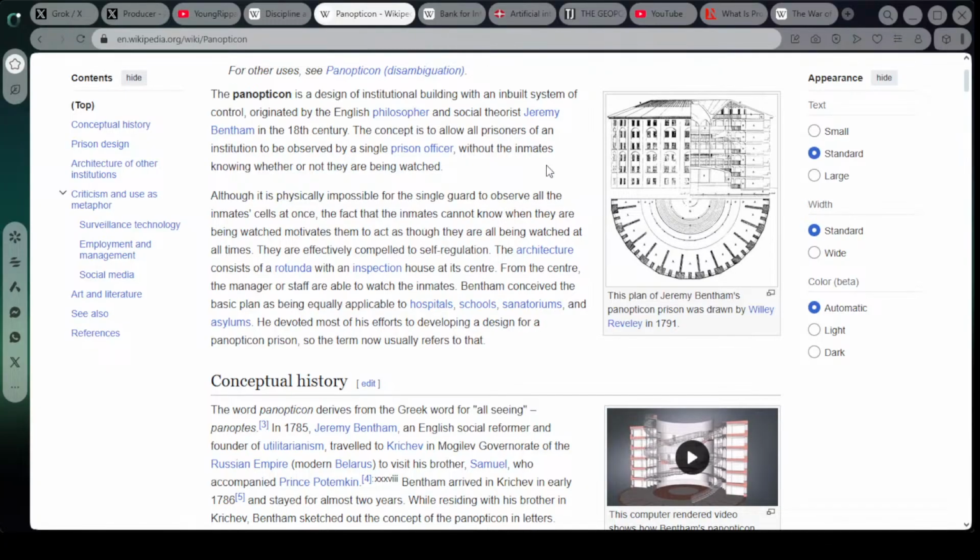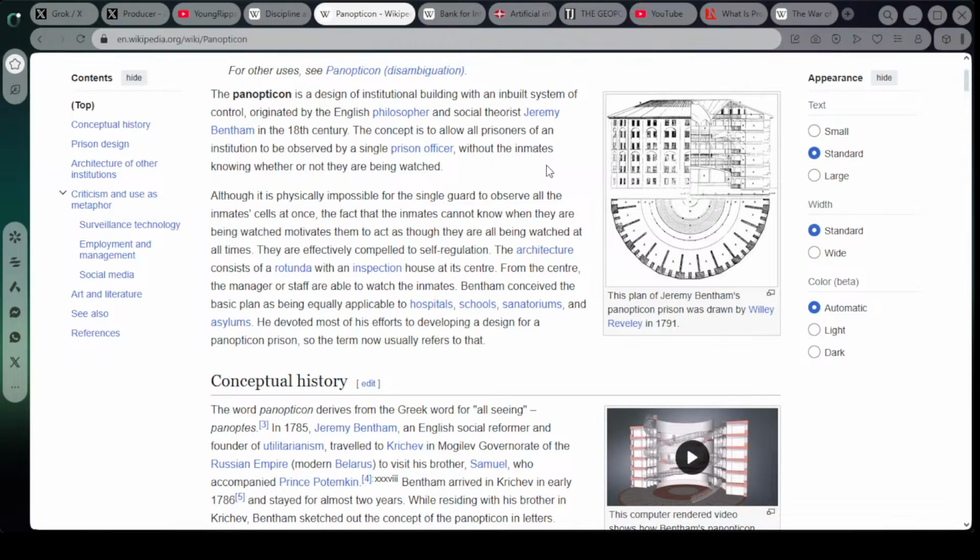Although it is physically impossible for the single guard to observe all the inmates' cells at once, the fact that the inmates cannot know when they are being watched motivates them to act as though they are all being watched at all times. They are effectively compelled to self-regulation. The architecture consists of a rotunda with an inspection house at its center. From the center, the manager or staff are able to watch the inmates.